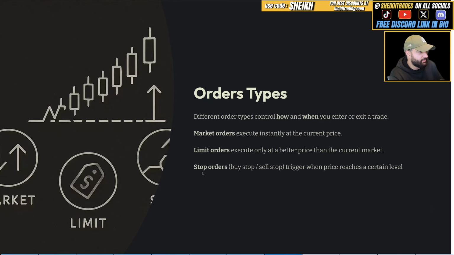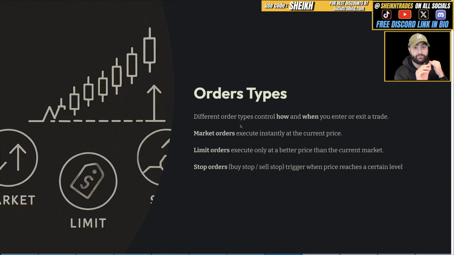And then we're gonna get into order types. Different order types control how and when you enter and exit a trade. Market orders execute instantly at the current price. Limit orders execute only at a better price than the current price. And then you've got stop orders, buy stop and sell stop, which trigger when price reaches a certain level. Those are irrelevant for you. Only market orders and limit orders are. Well, stop orders are as well, but I wouldn't worry about them too much.